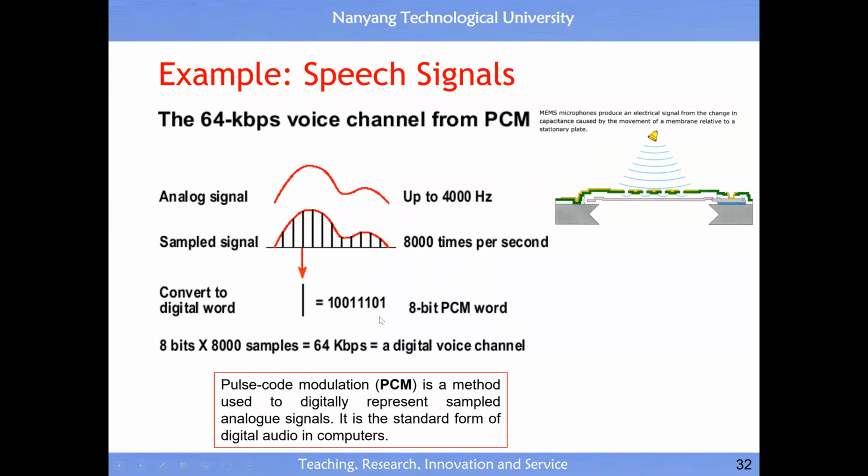Then for each sample, we use 1 byte to represent it. Then what is the data size? 1 byte each means 8,000 bytes per second, or in terms of bits, 64 kilobits per second. So it's a lot of data, right?